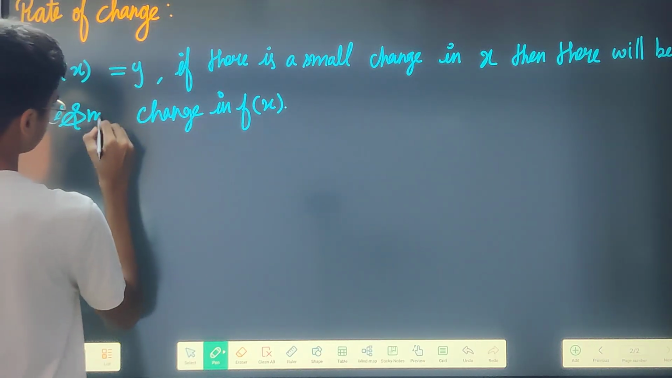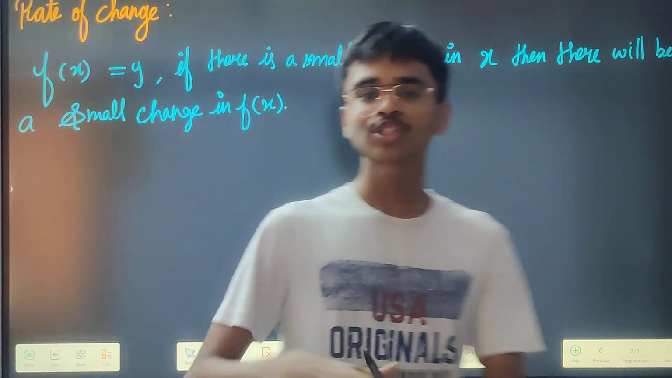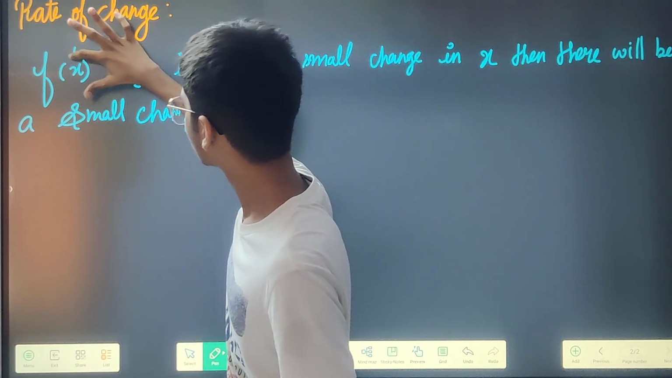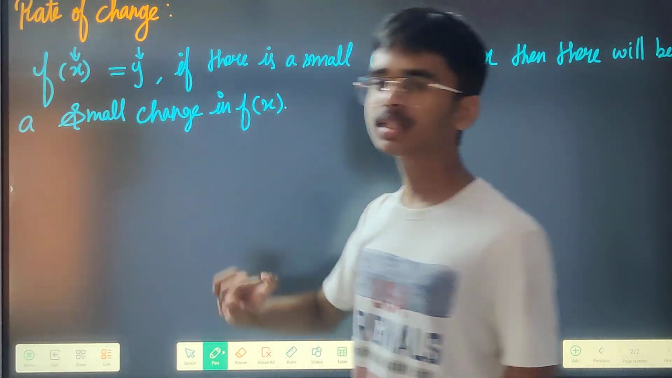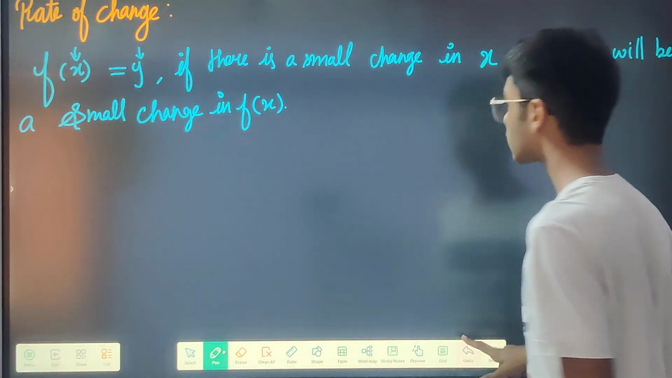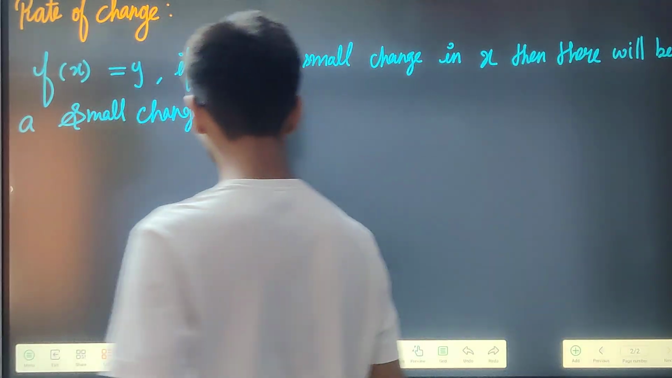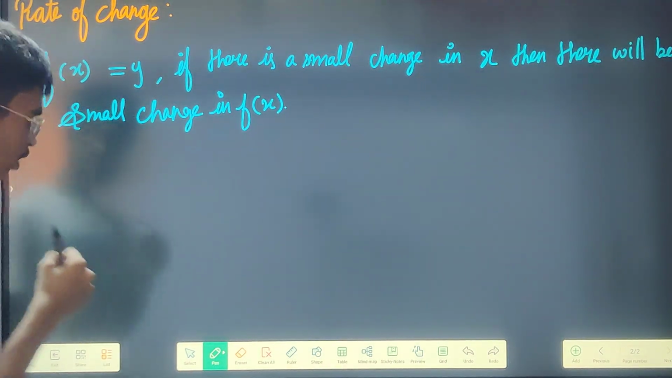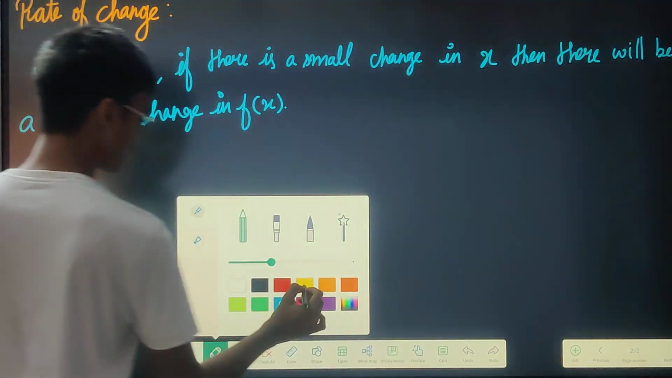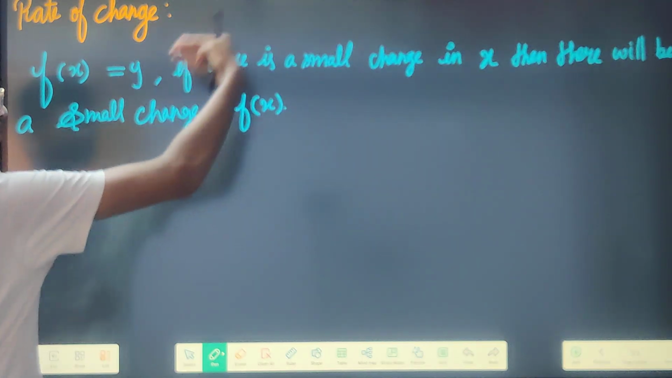Then there will be a small change, even in f of x. That means if you change this x, then this y will also be affected. If you change this x, then there will be a change in y also. That is what the basic concept of differentiation is. So we can write it as the rate of change of y with respect to x.